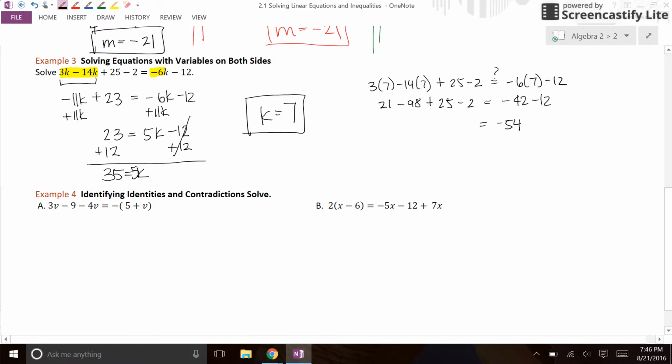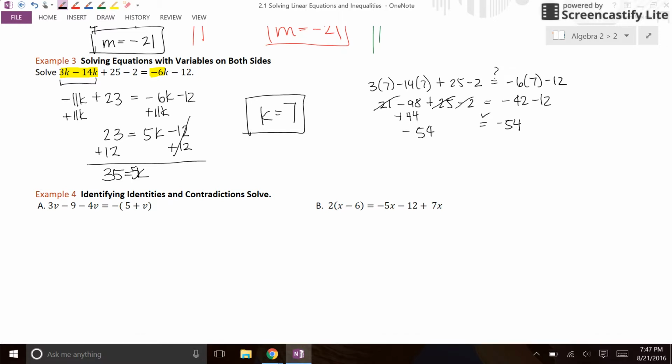Looks a little more challenging on the left side. I see here the 21 and the 25. What is that? That's 46 minus 2 is 44. So I got to add 44 to this, which looks like negative 54. And lo and behold, they are the same. And therefore, I am good. So that one worked.